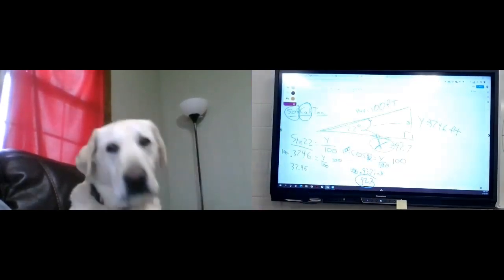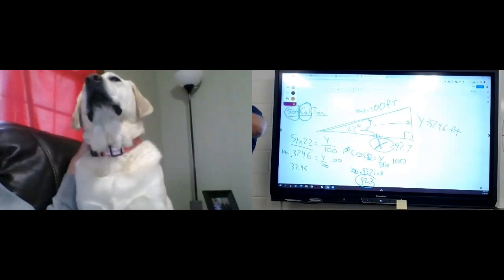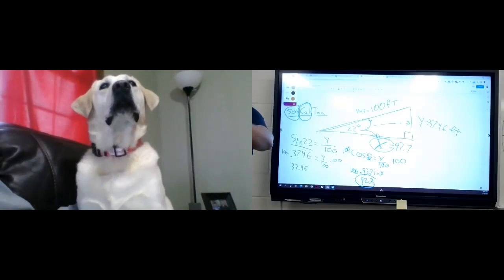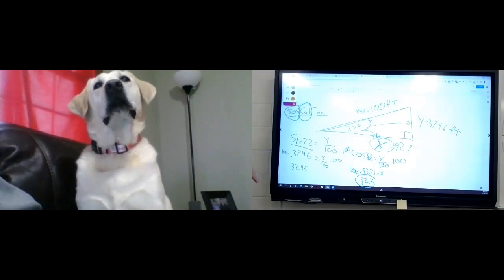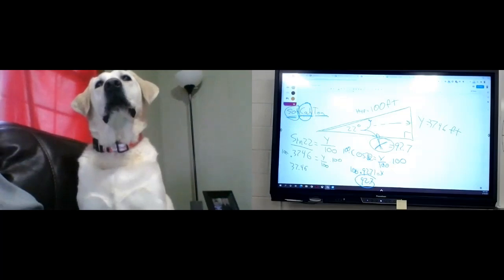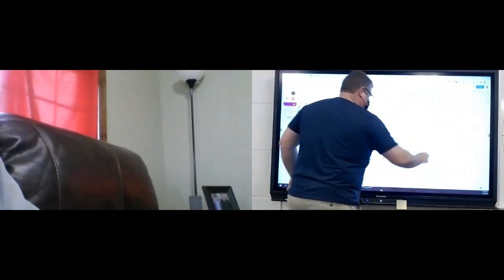Now let's think about this. If the angle's real small, what's going to be true about this side down here? It's going to be almost as long, isn't it? But as the angle increases, it's going to get smaller, isn't it? Sine, cosine, and tangent are nothing but comparisons. They're percentages. What percentage is this side of this? 37%.